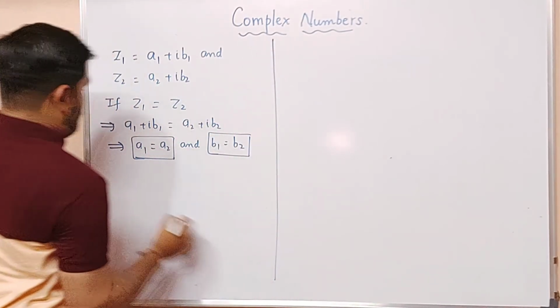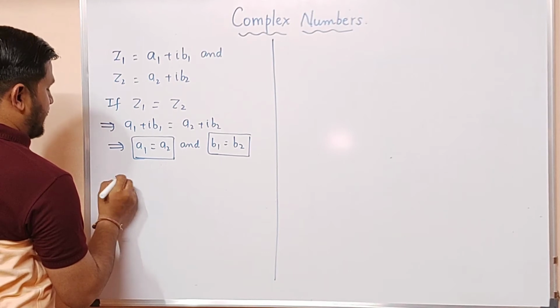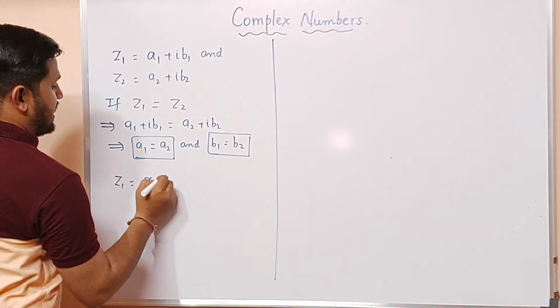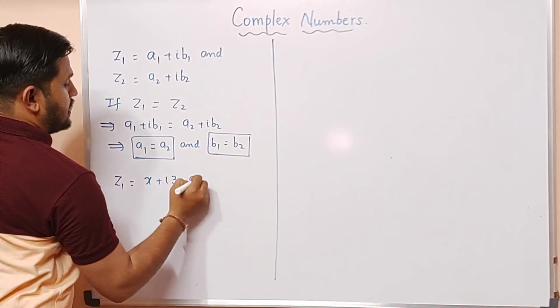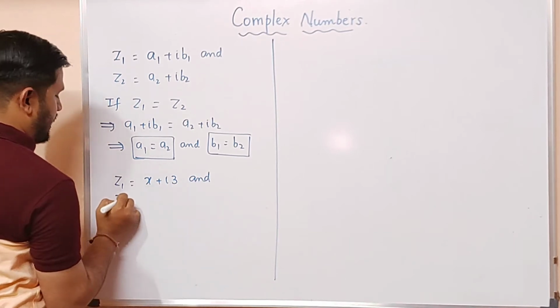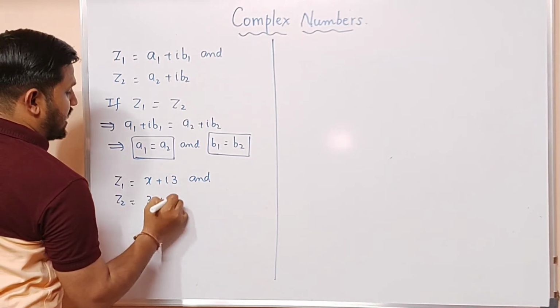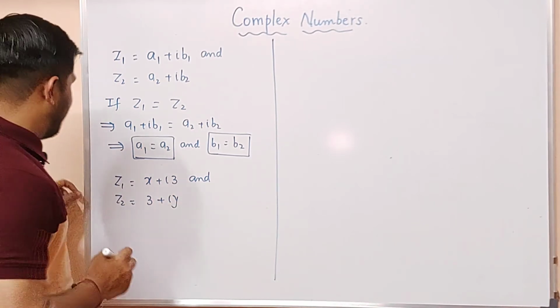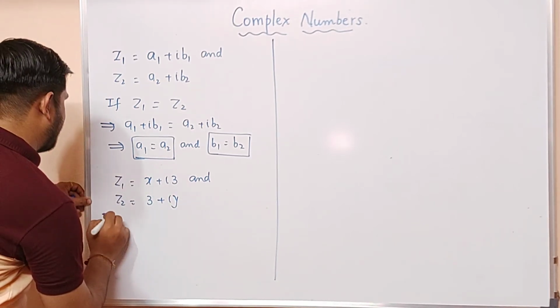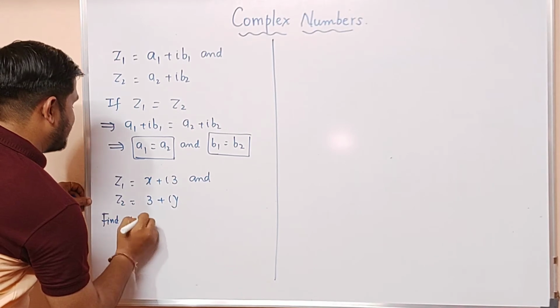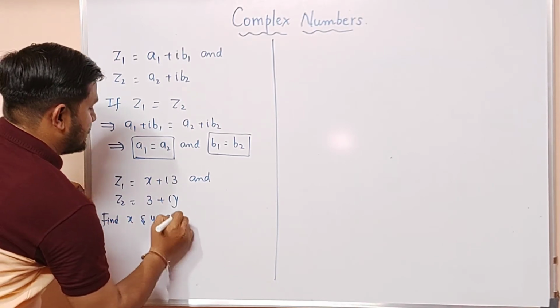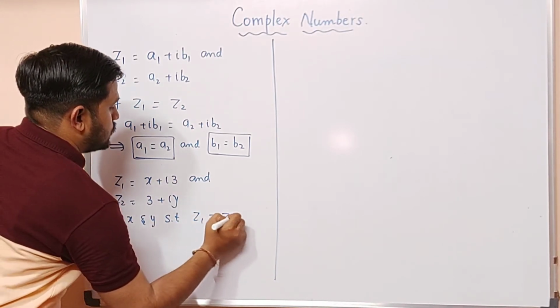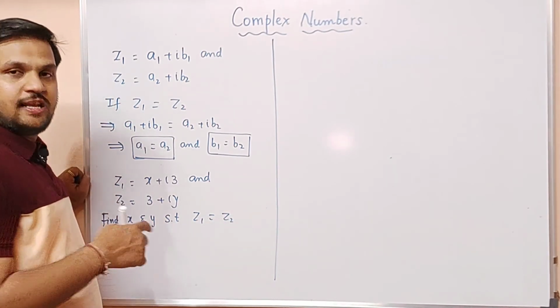Suppose, for example, z1 is x plus i into 3, and z2 is 3 plus i into y. I need to find the values of x and y such that z1 is equal to z2. Can I say the answer easily?